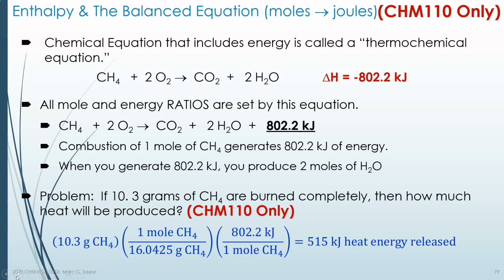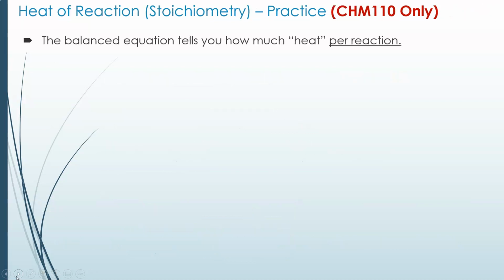And 515 is a little bit less than 802.2. So this makes total sense. So the balanced equation tells you exactly how much heat is produced or released. I'm sorry, produced or released mean the same thing, or absorbed per chemical reaction that's written, per equation that you write. That could be a balanced equation. It could be a version of a balanced equation that doesn't have whole numbers in it. But you can write an equation and you can write an amount of heat that is associated with that reaction.